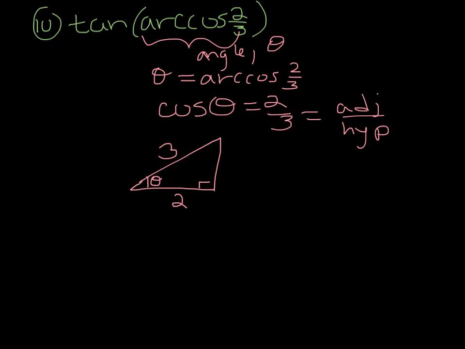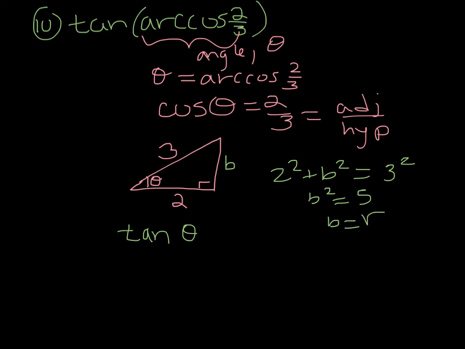Now we can use this triangle to find the tangent of theta. The way that we're going to do that is we need to find, remember tangent is opposite over adjacent, so we need to find the opposite side. This actually is not too bad because my opposite side, I'm going to call it b and use the Pythagorean theorem. And when you do that, you end up getting that b is equal to radical 5.